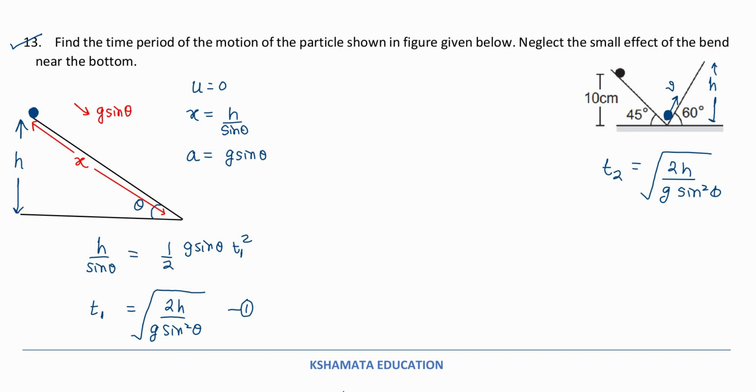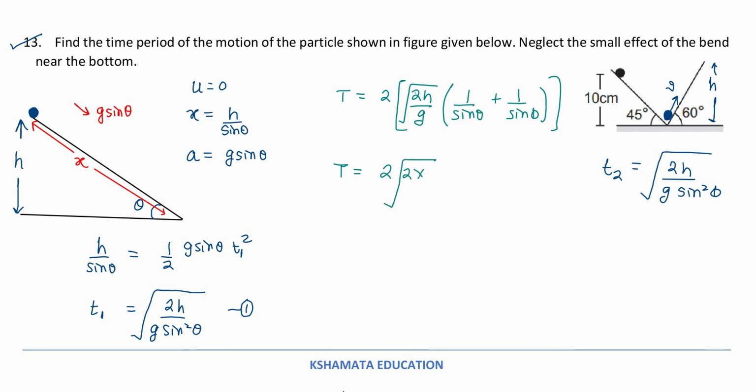Therefore, the total time period of motion is going to be twice of, so why twice? One is the onward journey and the other is the return journey. So twice of root over 2h by g, which can be taken common, and then we are left with 1 by sine theta plus 1 by sine phi. So this is the expression which we have, or we can write it as twice of root over 2h by g.